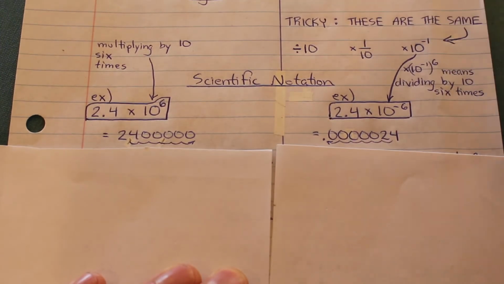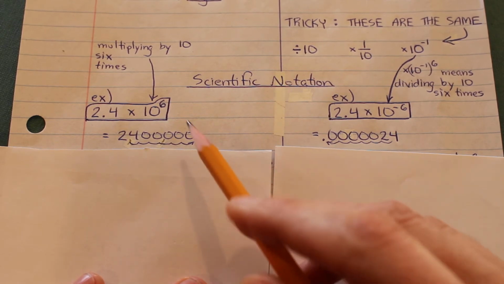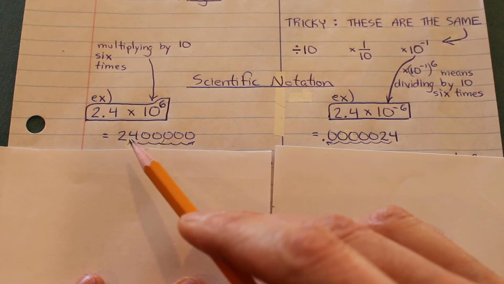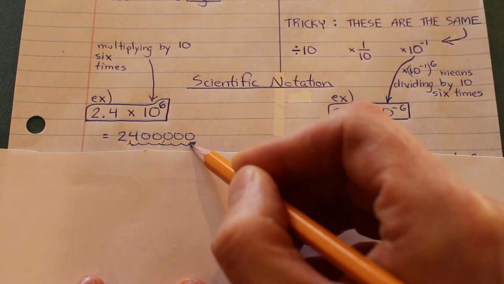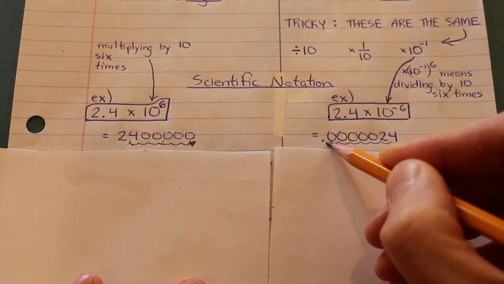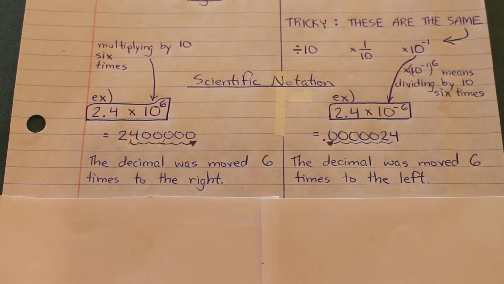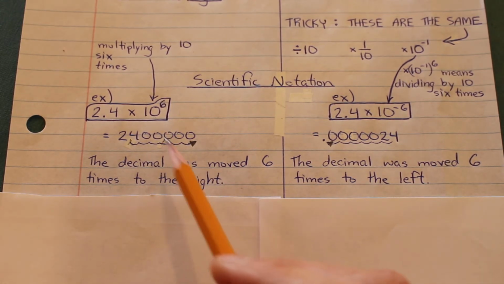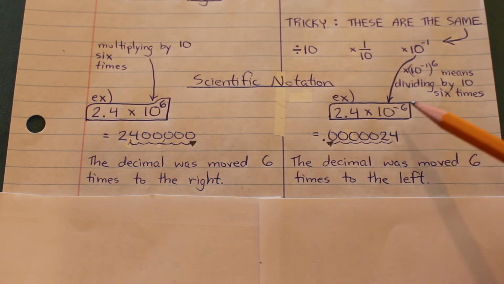Okay, so times 10 to the negative number is like dividing by 10 a number of times, it moves the decimal to the left. Times 10 to the positive number means multiplying by 10 a bunch of times, moving the decimal to the right. And to show that it is to the right, let me make that look more like an arrow, and this went to the left. And this is just stating what happened. Go ahead and write that down. Pause if you need to. The decimal was moved 6 times to the right because we multiplied by 10 6 times. The decimal was moved 6 times to the left because we divided by 10 6 times.